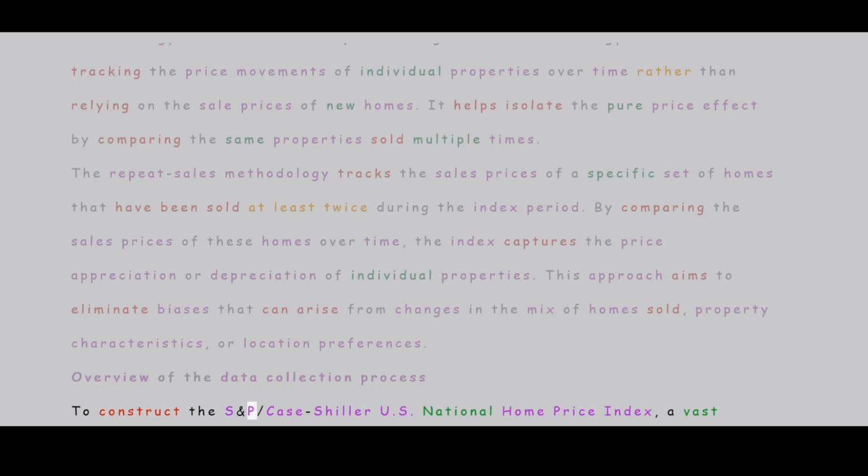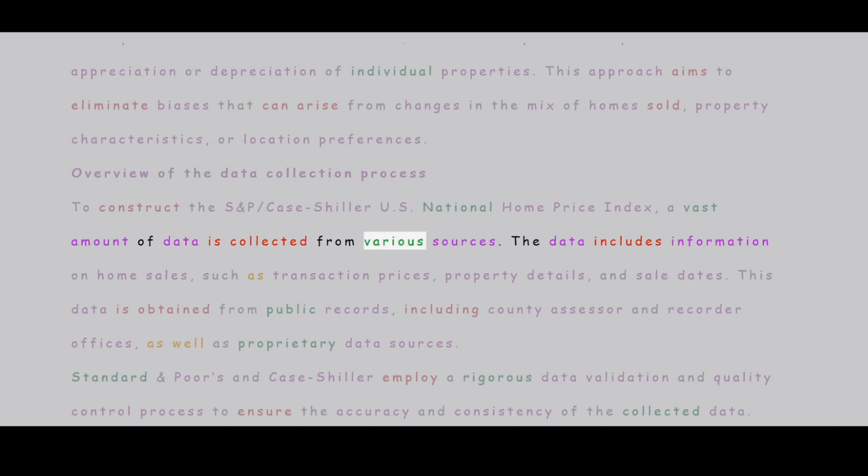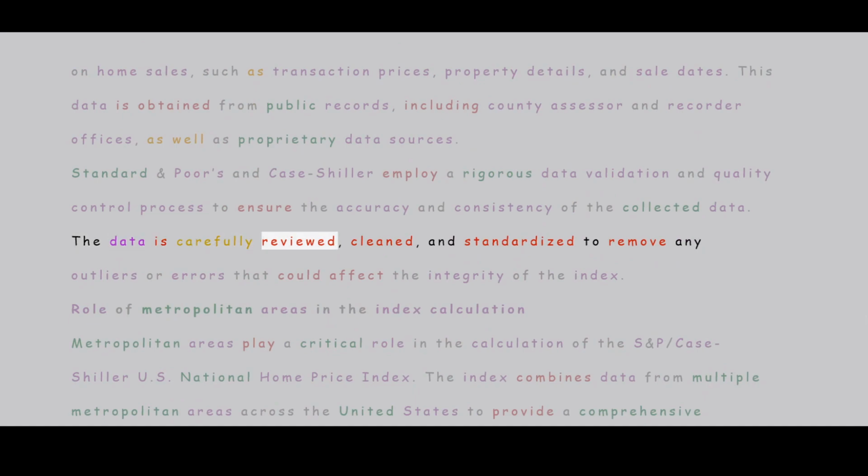To construct the S&P/Case-Shiller U.S. National Home Price Index, a vast amount of data is collected from various sources. The data includes information on home sales, such as transaction prices, property details, and sale dates. This data is obtained from public records, including county assessor and recorder offices, as well as proprietary data sources. Standard & Poor's and Case-Shiller employ a rigorous data validation and quality control process to ensure the accuracy and consistency of the collected data. The data is carefully reviewed, cleaned, and standardized to remove any outliers or errors that could affect the integrity of the index.